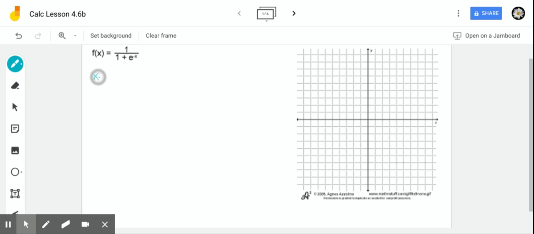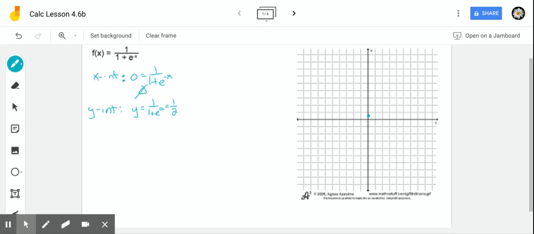So to find the x-intercept, we are going to plug 0 in for y. And when we do that, we multiply both sides by the denominator, we just get 0 equals 1, which means there's no x-intercept. So that's it for that one. To find the y-intercept, we're going to plug in 0 for x. So we get 1 over 1 plus e to the 0. Of course, e to the 0 is 1, so our y-intercept turns out to be 1/2. So we'll put that in there.